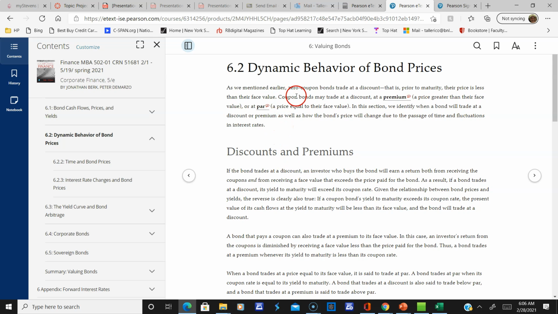All right, so bonds have a dynamic behavior. Zero coupon bonds trade at a deep discount, right? Prior to maturity, their price is less than their face value. Coupon bonds may trade at a discount or a premium, depending on the price of the bond, or they could even be at par, right? There could have been a new issue at par. So we're going to look at when a bond will trade at a discount or premium, as well as how the bond's prices will change. We're going to look at the dynamic behavior of bonds now. And as I said, as interest rates change, so do the prices of bonds. So bond prices are a function of the changing landscape of yield to maturity for new issues.